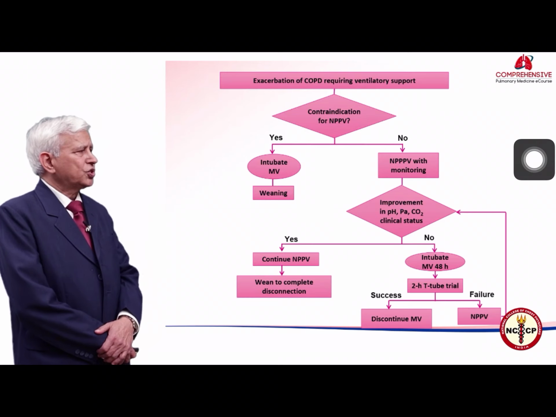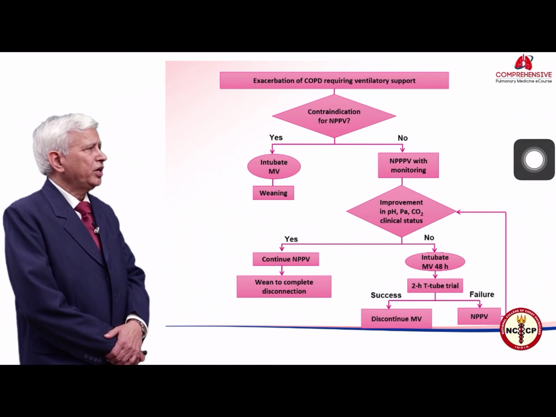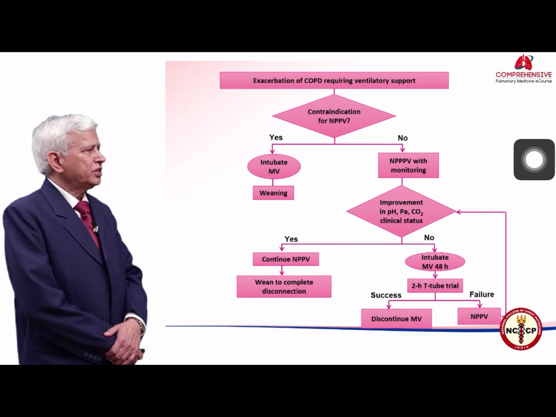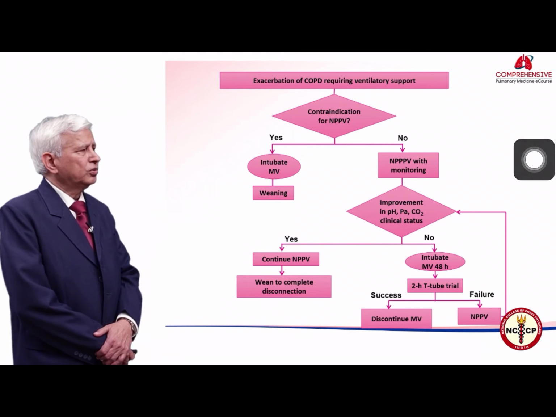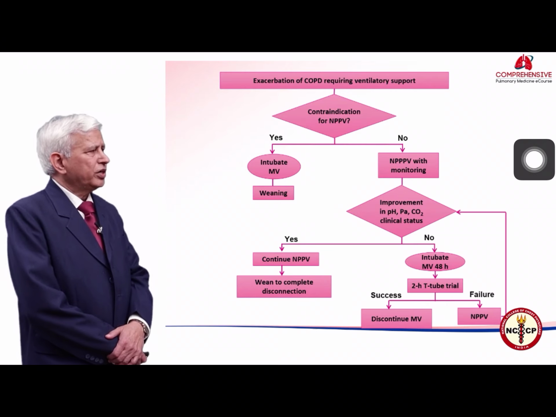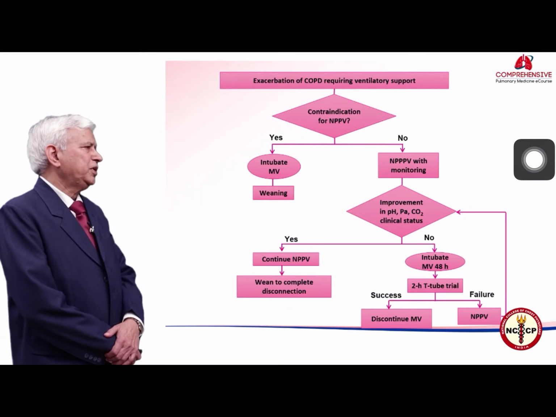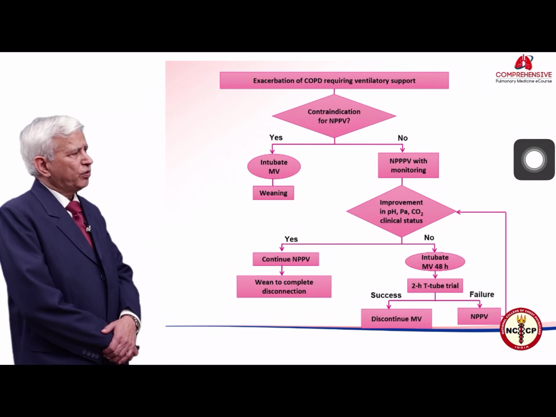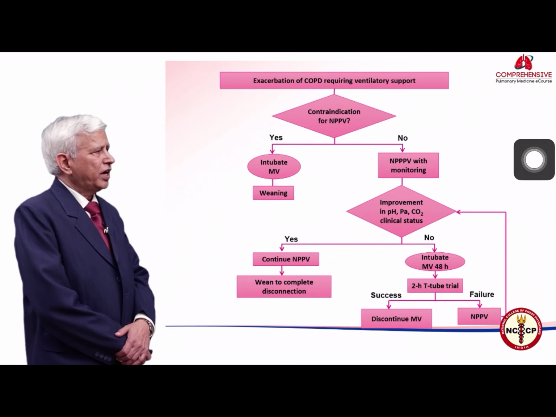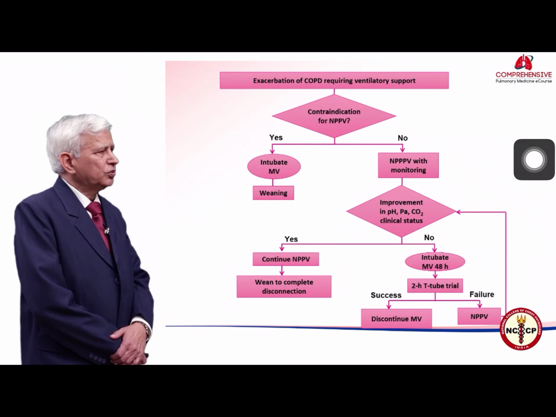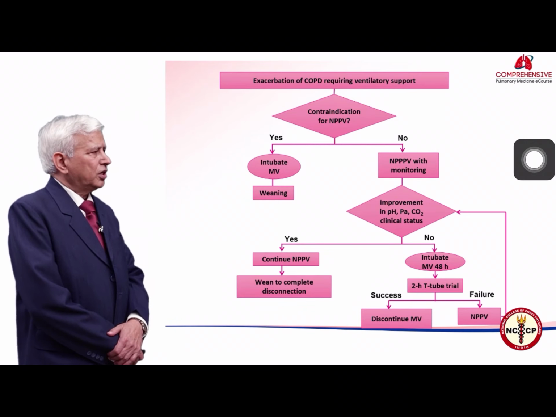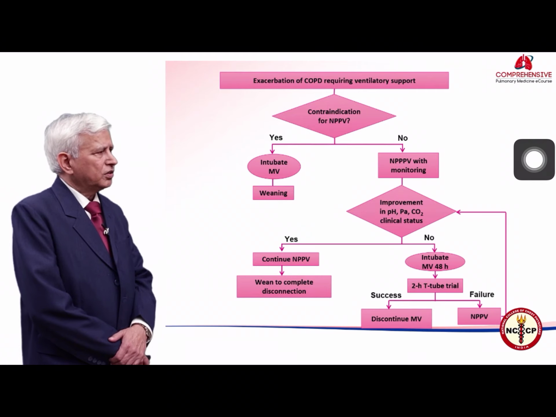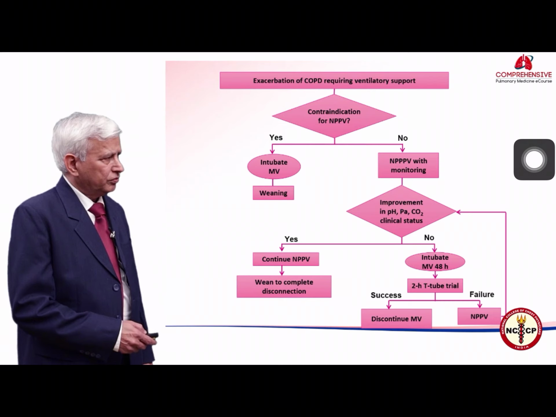This is the chart, the algorithm for exacerbations of COPD, which one follows normally. When there is a contraindication for non-invasive ventilation, then one should intubate these patients and subsequently wean. On the other hand, if there is no contraindication to NIV, then NIV with monitoring is done. One follows the improvements in pH, PaCO2, clinical status, etc. If there is improvement, then one continues with the NIV and subsequently weans, depending upon the clinical and other parameters. If there is no improvement with NIV, then one has to intubate and mechanical ventilation is done, with a 2-hour tube trial. If it is successful, then weaning is done. Otherwise, if it fails, then of course one has to continue.